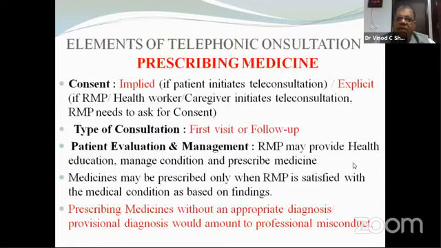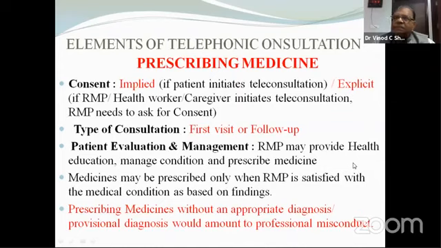What are the elements of telephonic consultation? We have just heard about prescribing medicine. First and foremost is consent. Either it is implied or explicit. If the patient initiates the telephonic consultation, it is implied consent. When the RMP, healthcare worker, or caregiver initiates the consultation, then it is explicit, and we need to ask for the consent.